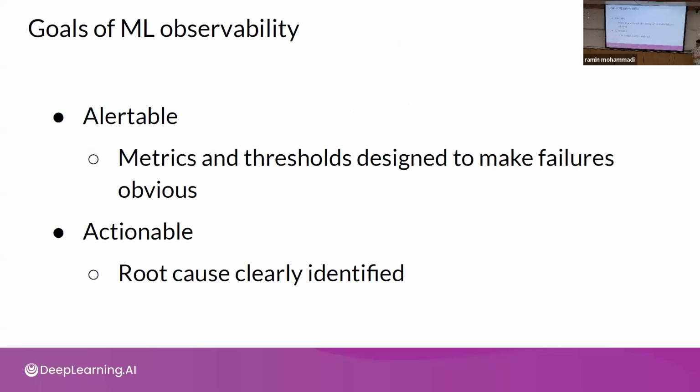But what's the overall goal of observability in your pipeline? When you have this monitoring pipeline, the overall goal is that it should be alertable and actionable. What's alertable? Alertable means that if something goes down, it needs to let you know, or it needs to predict it ahead of time. Actionable means it should also be able to tell you what's wrong. Actually, I can give you one example here.